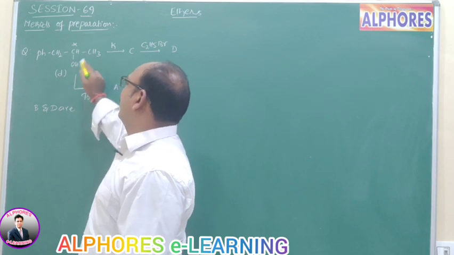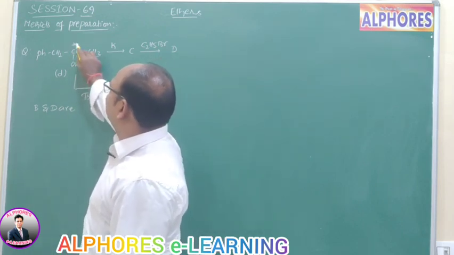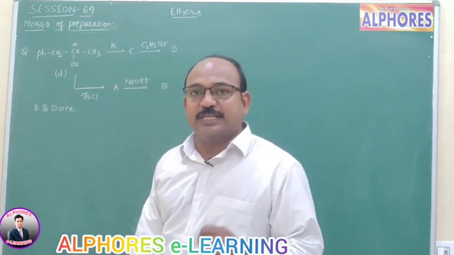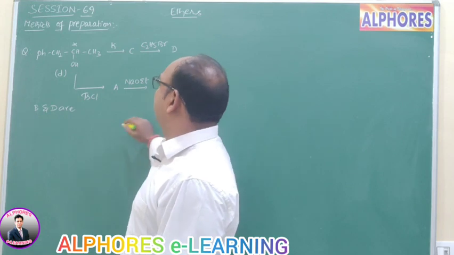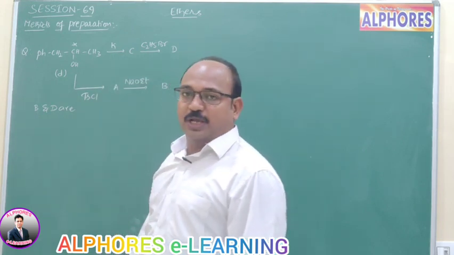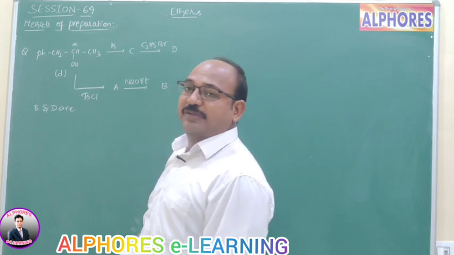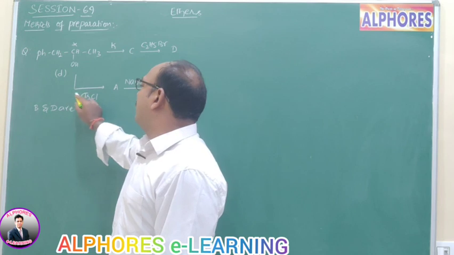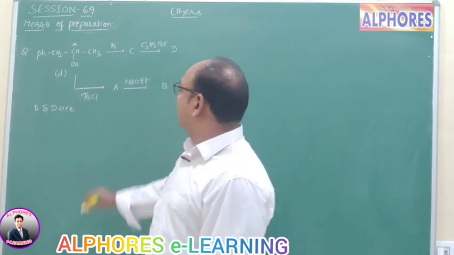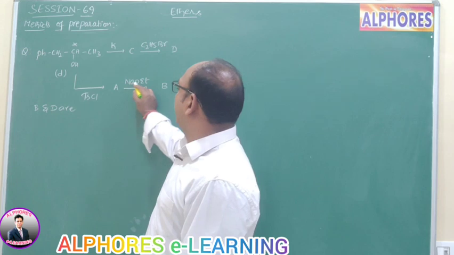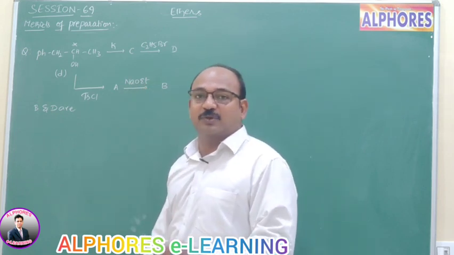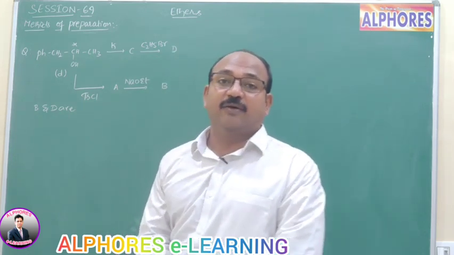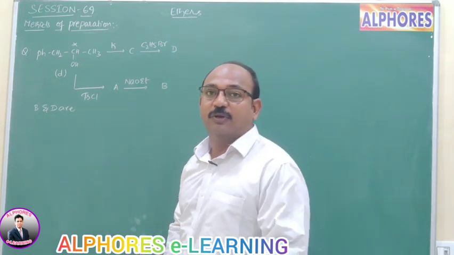Ph-CH2-CHOH-CH3. As you know, this carbon is a chiral carbon and its optical activity is mentioned. This is the dextro compound, and two parts are mentioned. One, upon reaction with potassium it gives C, which upon reaction with ethyl bromide gives D. And the same dextro compound, upon reaction with tosyl chloride, gives compound A. A upon reaction with sodium ethoxide gives B. Now, what is the relation between B and D? We have to identify these two products.